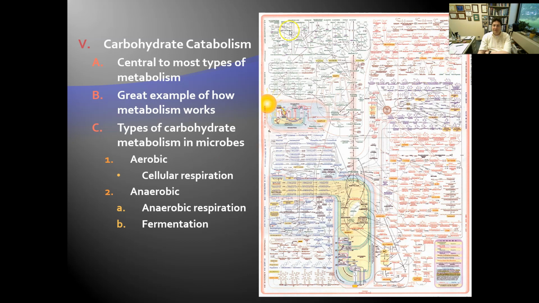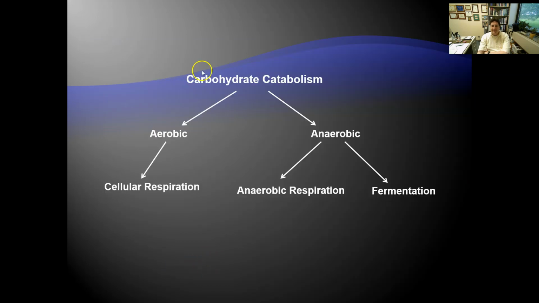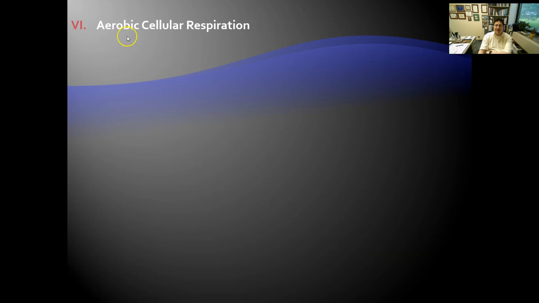So metabolism as a whole is outlined here. Make sure you know this for the test. No, just kidding, everyone. This is just to show you how complex metabolism can be inside a cell. So breaking down carbohydrates, if I use oxygen, that's cell respiration. If I don't use oxygen, I can use anaerobic respiration or fermentation. Let's start with cell respiration. So say we're going to use oxygen.